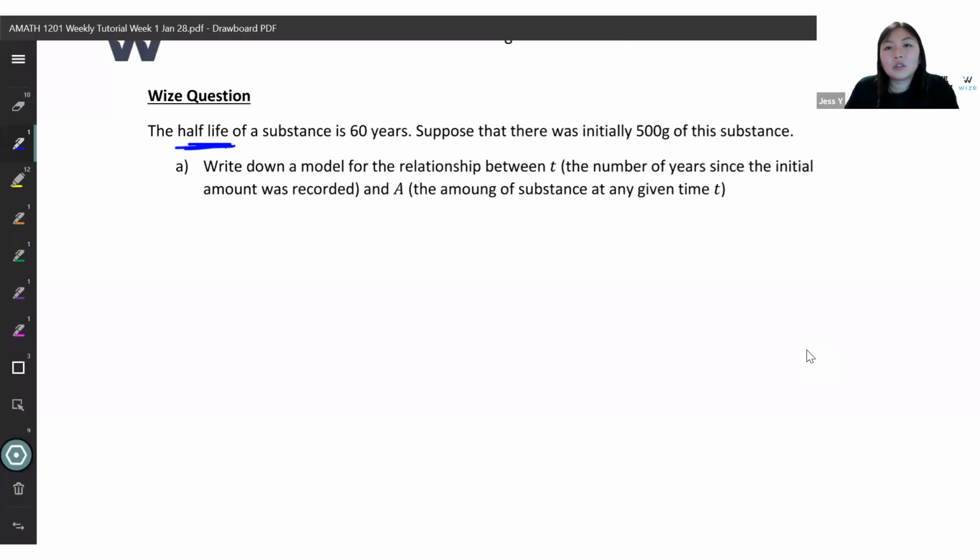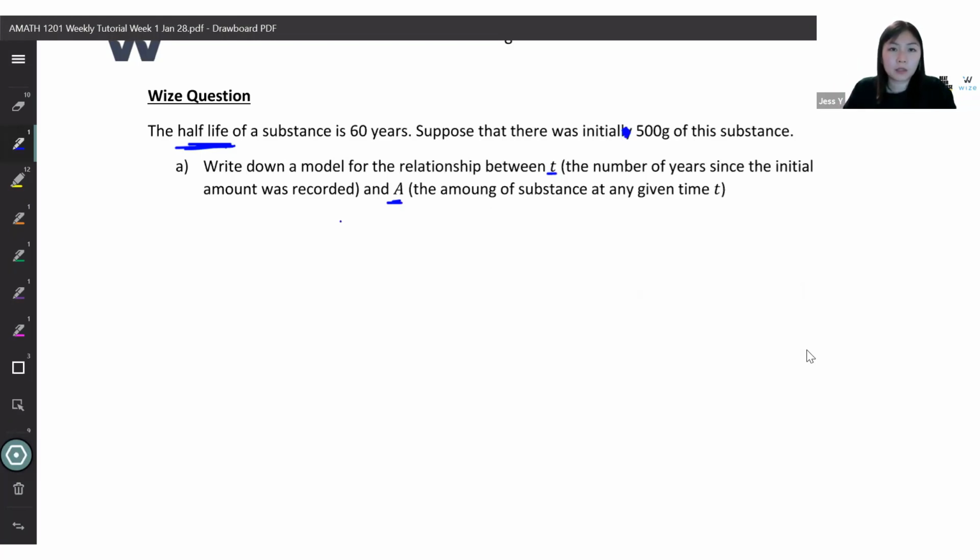Suppose that there was an initial, sorry, that's a typo, there was an initial 500 grams of this substance. We want to write down a model for the relationship between time, t, the number of years since the initial amount, and A, the amount of substance. So they're not telling us that every year the substance gets cut in half. If that's the case, we can write out the recursion model. But that's not what they're saying. They're saying that the substance gets cut in half every 60 years. So we're not going to use the recursion model here. We're going to jump straight into the explicit solution, the explicit form.